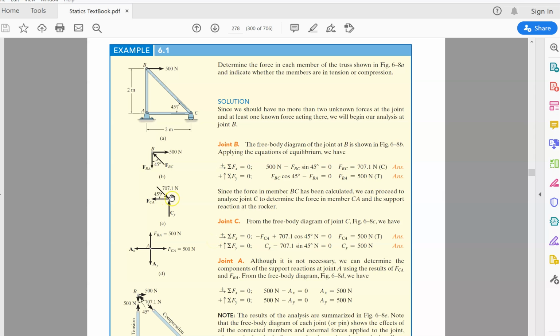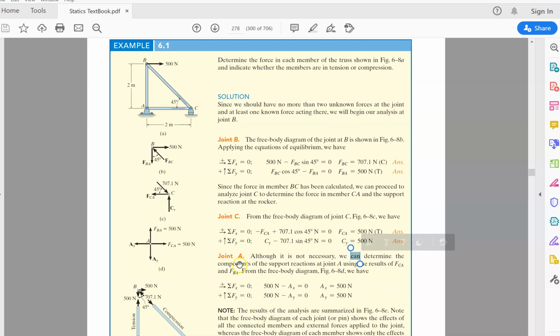So if we go to point C, can you see point C there? We have FCA. We have CY, and we have 707. Where did the 707 come from? From the previous one up here. So 707 is from up there. So here we have Fx equals 0, negative FCA plus 707.45. Okay. We have 500 tension. And then the same thing with Fy.